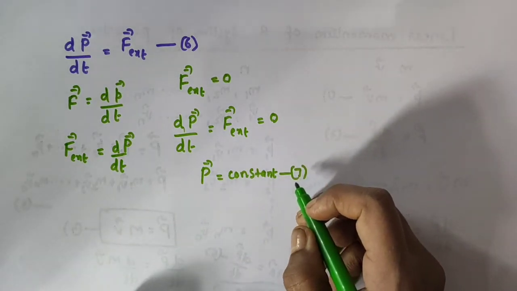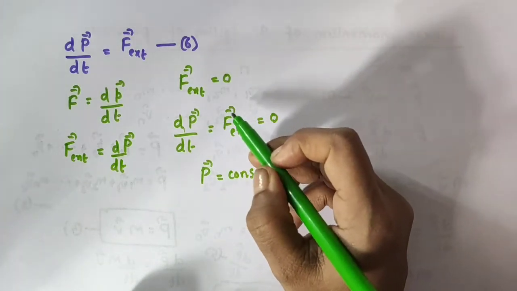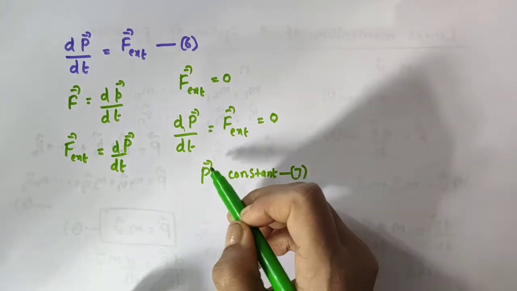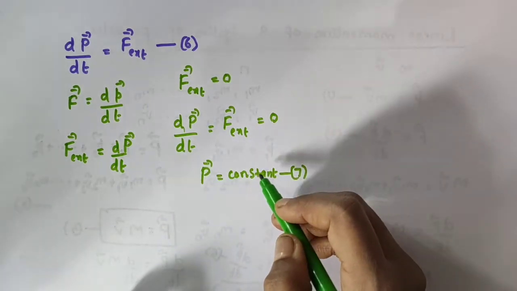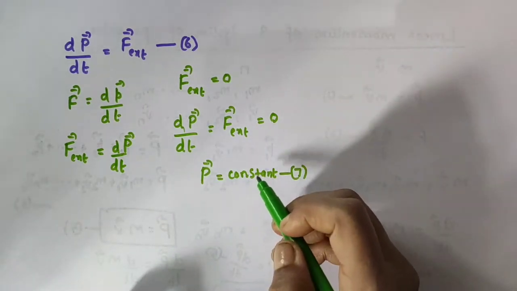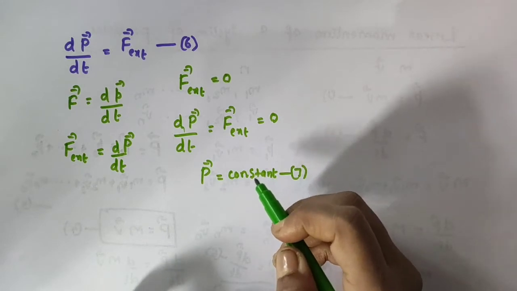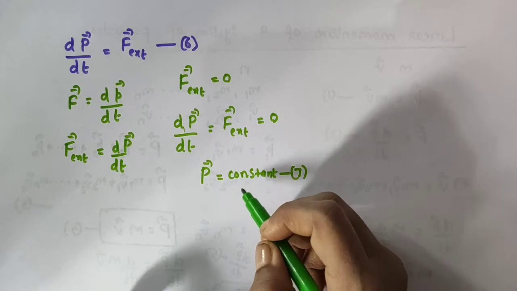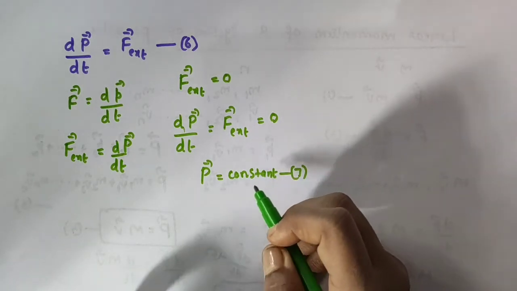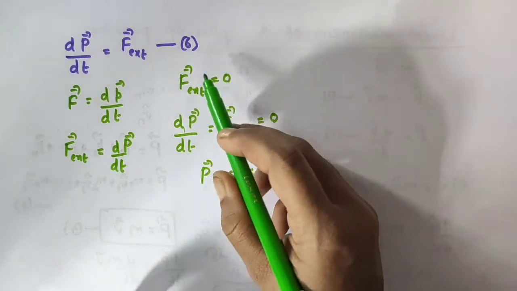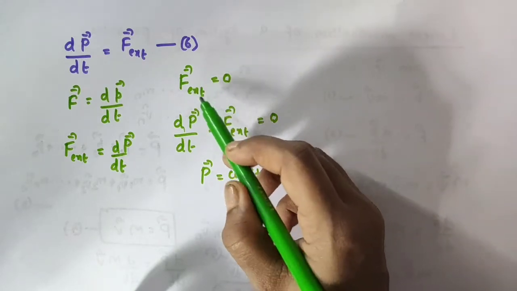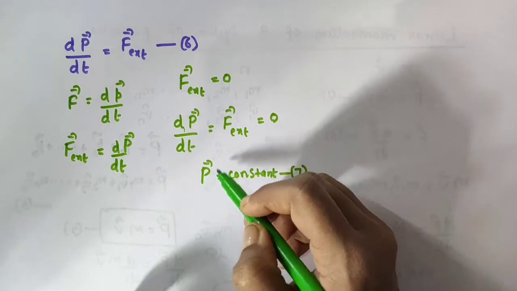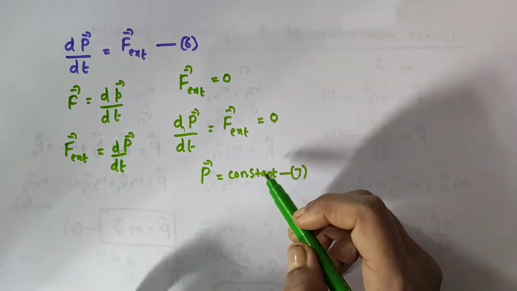That is, when the total external force acting on the system of particles is 0, the total linear momentum of the system is constant. This is the law of conservation of the total linear momentum of a system of particles. That is, according to this law, when the external force acting on the system of particles is 0, the total linear momentum of the system is a constant.